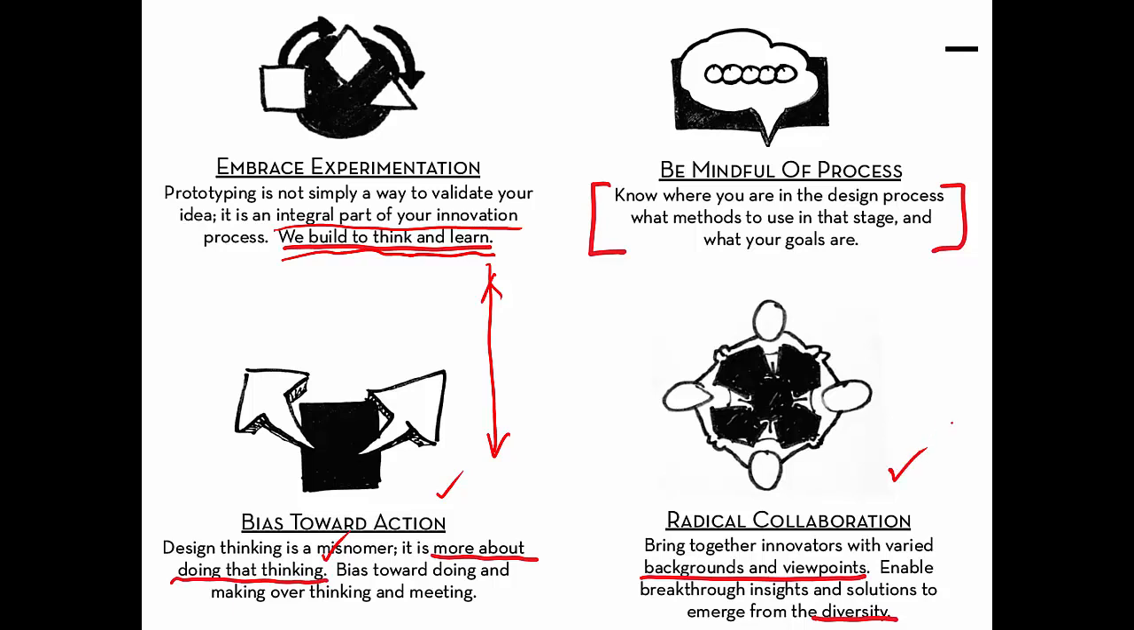The last principle is called radical collaboration. You're encouraged to bring people with different backgrounds from different disciplines, such that you have a very diversified group of team members working together to solve a complex problem, which really requires people from different disciplines to contribute and bring their technical expertise and life experience to the table.